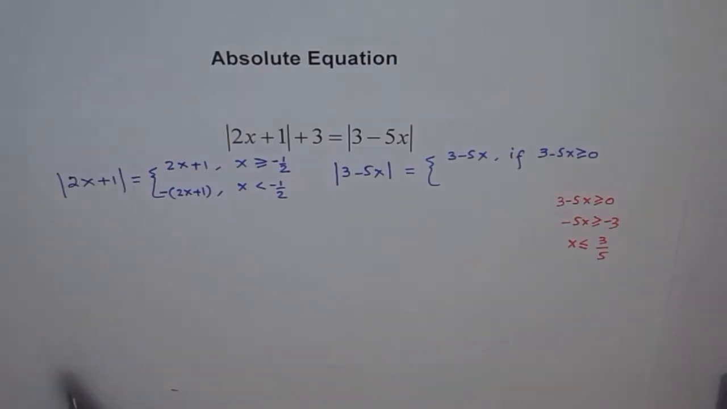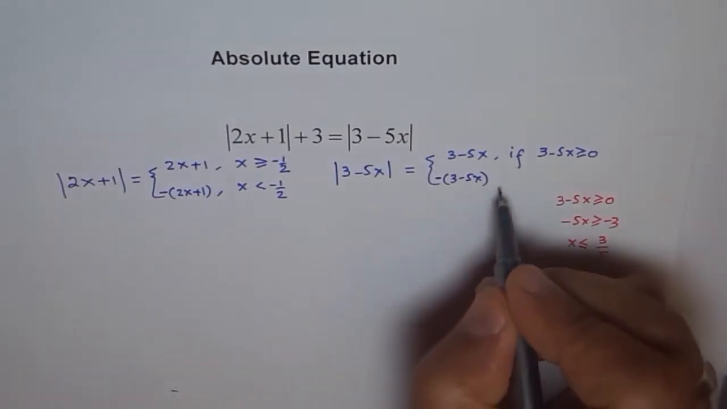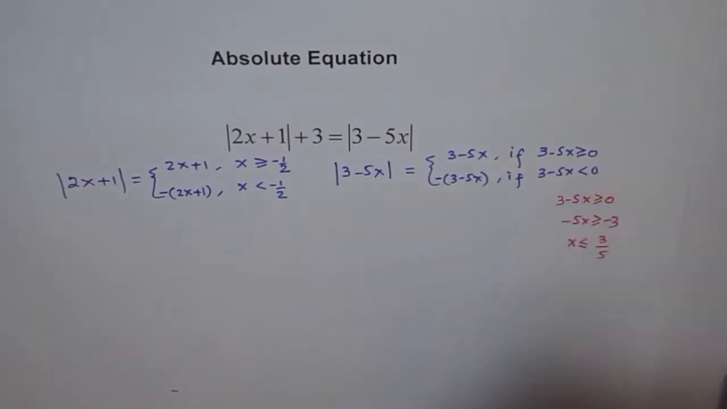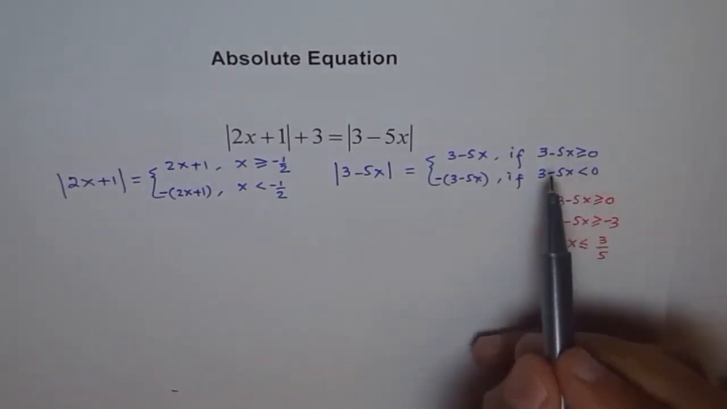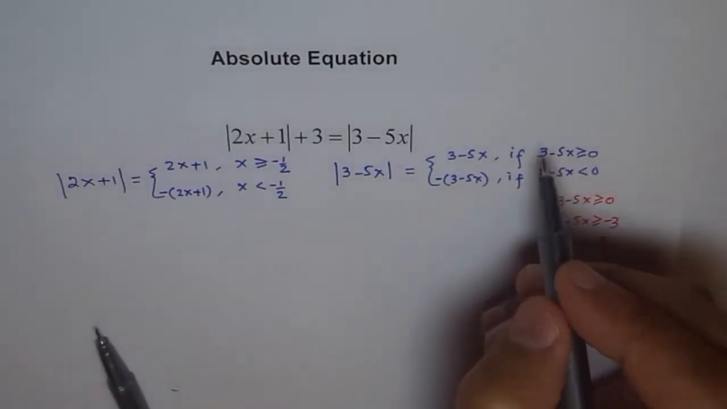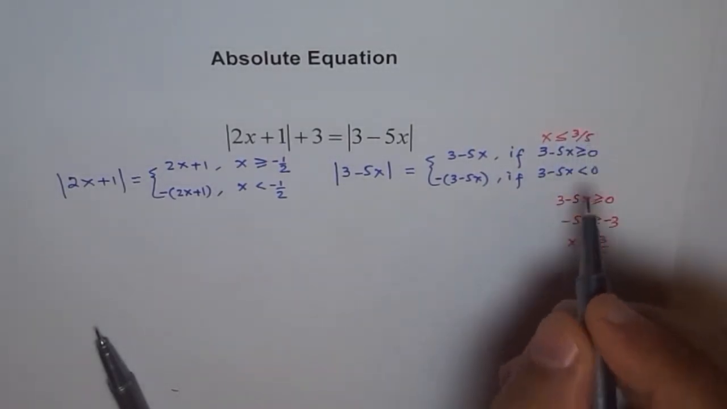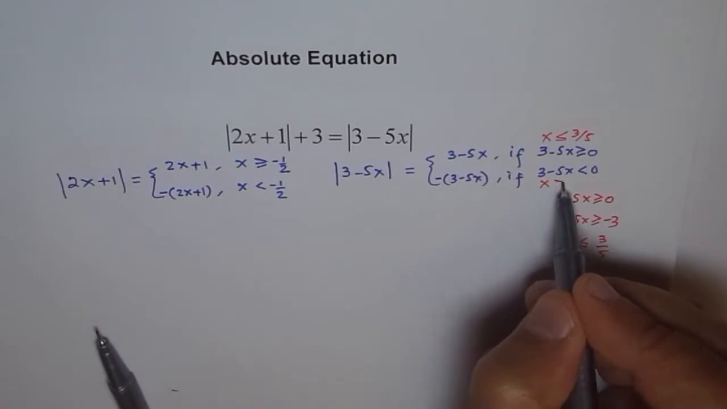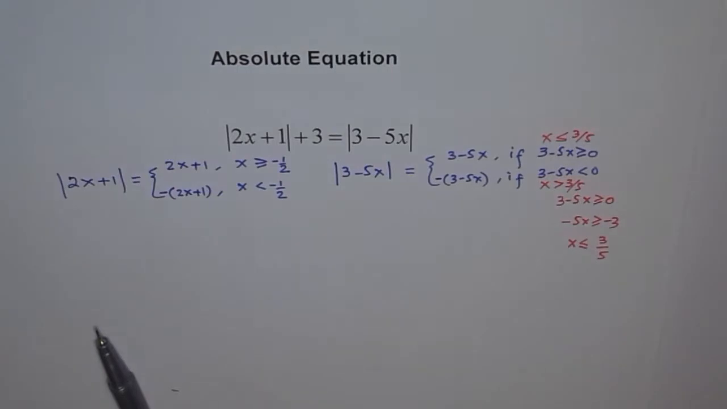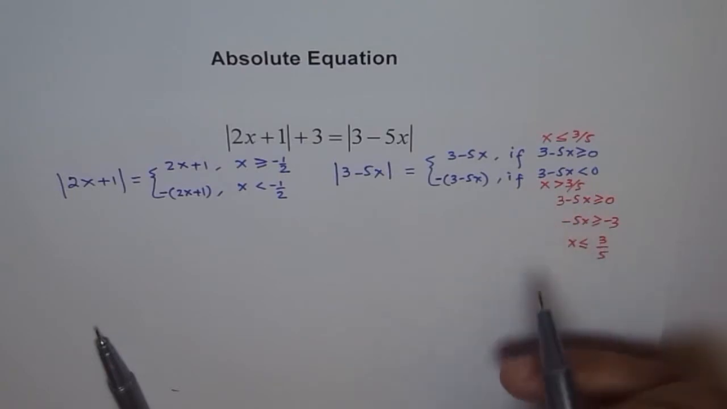So for the time being, I'll write this as minus of 3 minus 5x if 3 minus 5x is less than 0, correct? That's understandable. Now, what does this mean? This really means that here x is less than or equal to 3 over 5. And here it means x should be greater than 3 over 5. Do you see that? It's very important to understand. That's a very, very tricky question, right? So you have to actually see when this thing is positive and when this thing is negative.